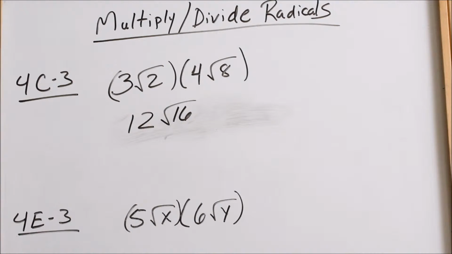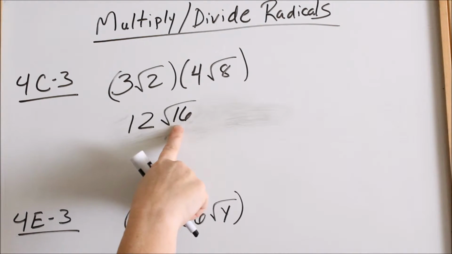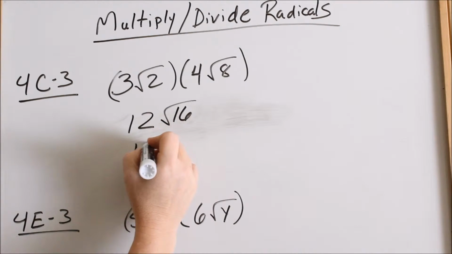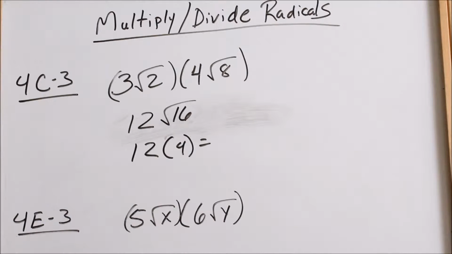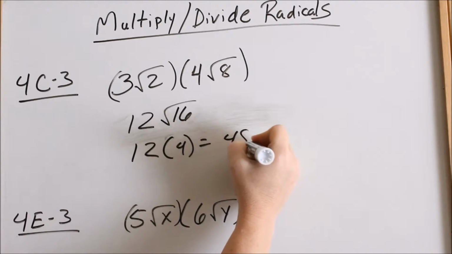Always look to see if your radicals can simplify. What is square root of 16? 4. So this means 12 times square root of 16, 12 times 4. 12 times 4 is 48.